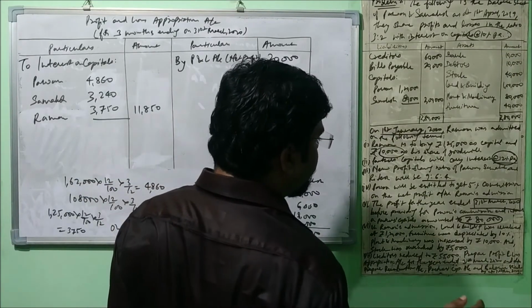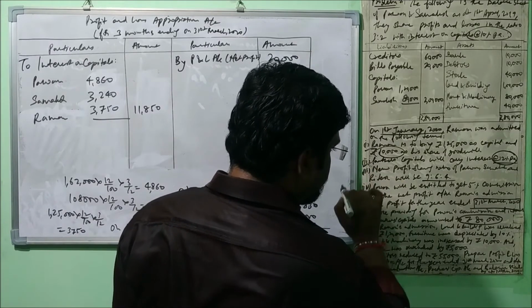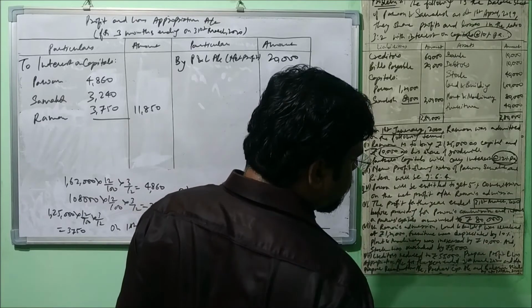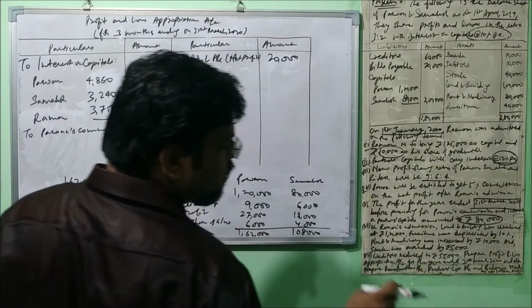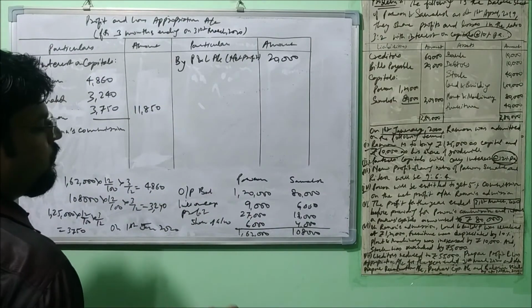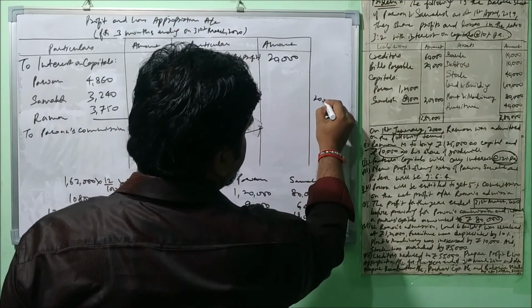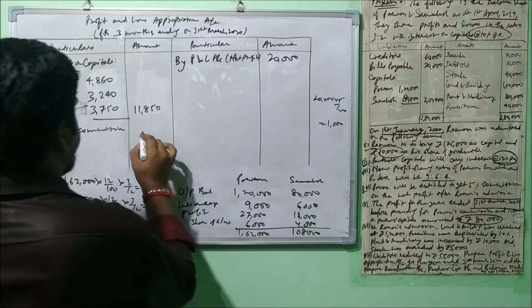See how many points we have covered. This we have covered, this we have covered, this new ratio will be utilized, and yes, Pawan is going to get 5% commission on net profit after Raman's admission. After Raman's admission, net profit is 20,000. So on 20,000 we can calculate 5%. It is 1,000.